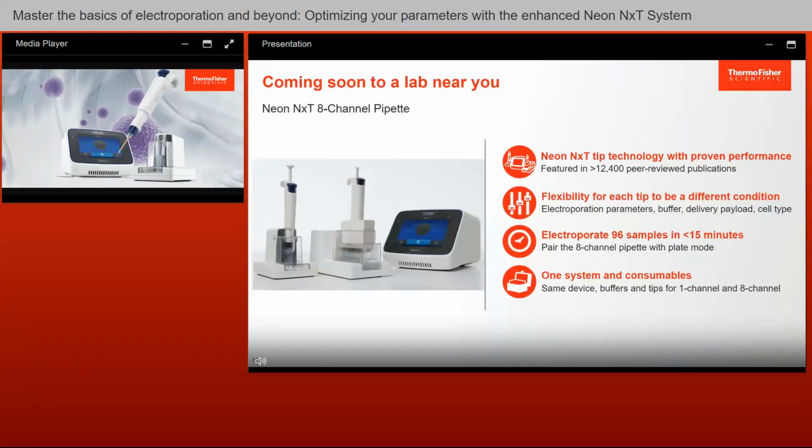We did also want to share some very exciting news. Coming soon to a lab near you will be the Neon NxT 8-channel pipette. The Neon NxT 8-channel pipette and station will be an addition to the Neon NxT 1-channel system that has already been out and will now complete the system, if you will.